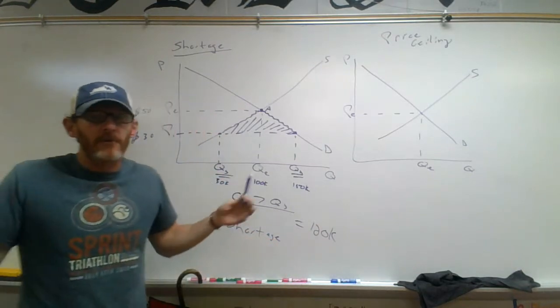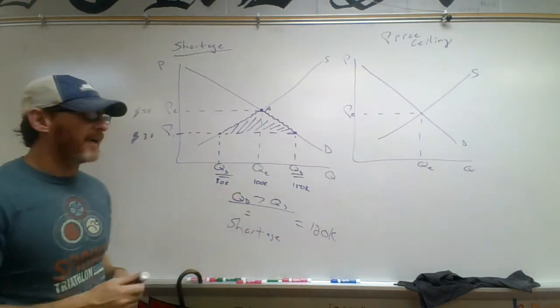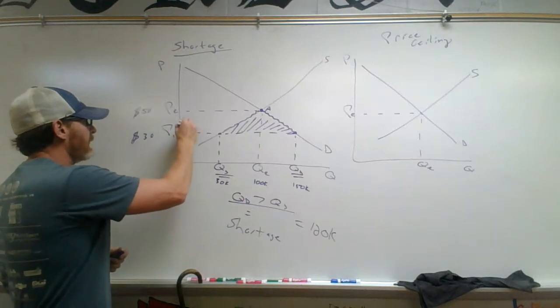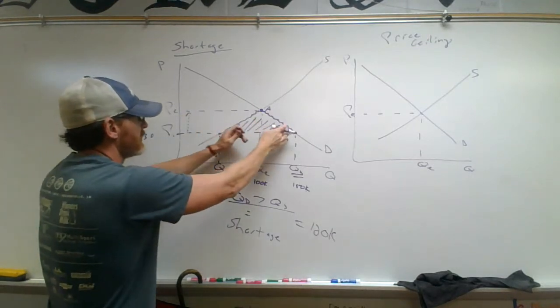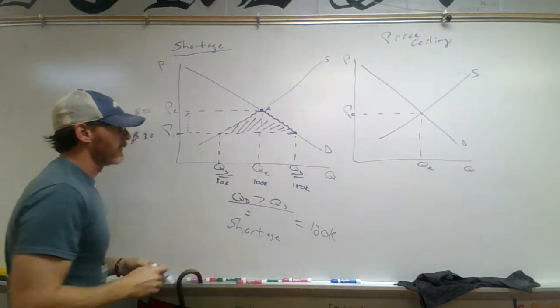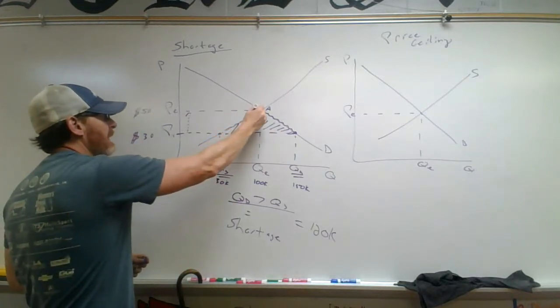eventually firms will do what? Firms will begin to raise the price. And as firms begin to raise the price again towards equilibrium, then all of a sudden this shortage goes away and it finds its way back to equilibrium.